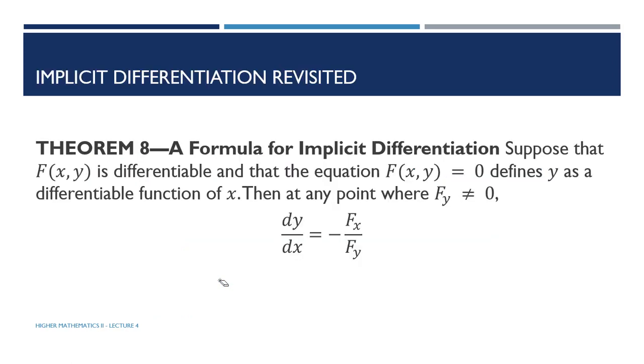In the theorem, it's given clearly and easily: suppose that the function F of x, y is differentiable and that the equation F of x, y equals 0 defines a differentiable function of x. Then at any point where F prime y is not 0, this condition holds and the formula is correct. The derivative of y with respect to x equals the negative of the partial derivative of F with respect to x divided by the partial derivative of F with respect to y.